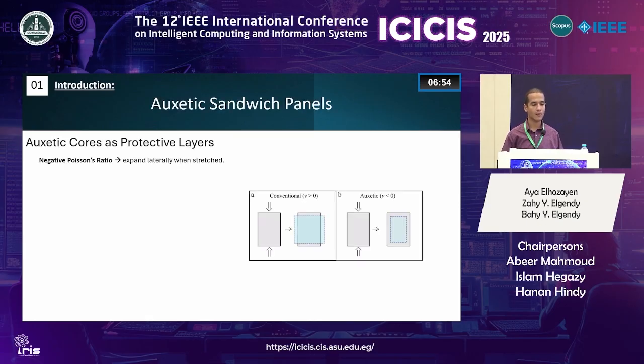Going towards our introduction, let us understand what's behind auxetic sandwich panels. Sandwich panels are just a protective layer. What's unique about our system is the mechanical property of the sandwich panel, which is auxeticity, meaning that it has a negative Poisson ratio, which behaves contrary to normal materials that thin out when stretched. Auxetic sandwich panels expand when stretched in the lateral direction.